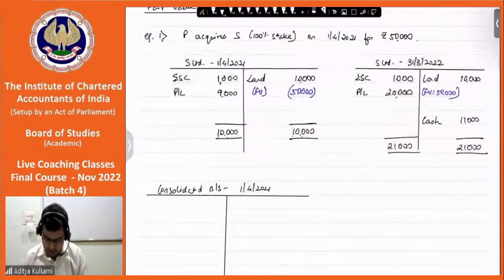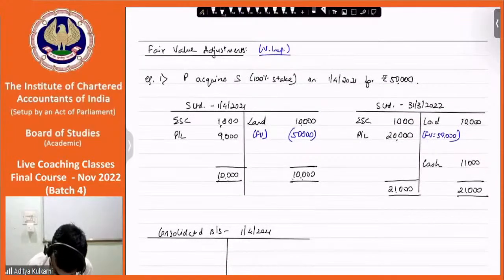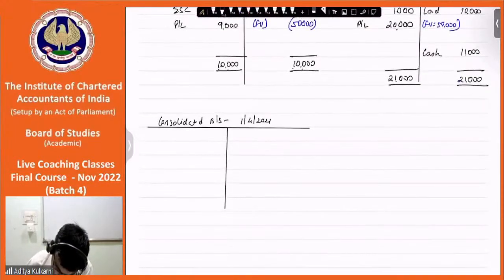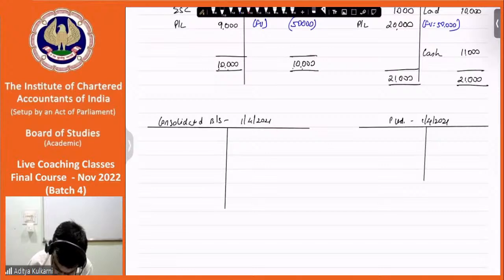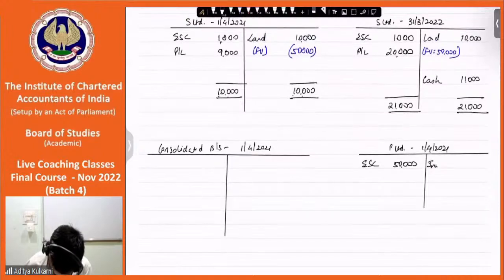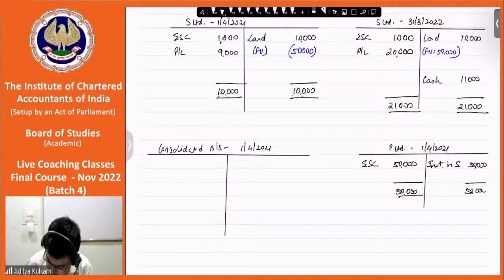Acha, before that, in short, if I have to have P Limited's balance sheet, P Limited, 1/4/2021. This is P Limited's standalone balance sheet. A small balance sheet. Equity share capital 50,000. Investment in S 50,000. Okay. Bas. This is the only thing which is there with P.